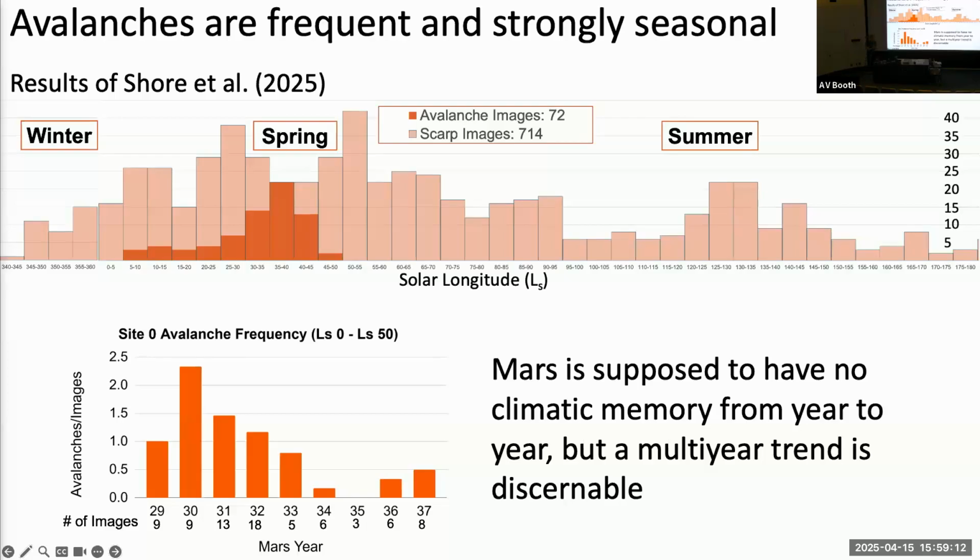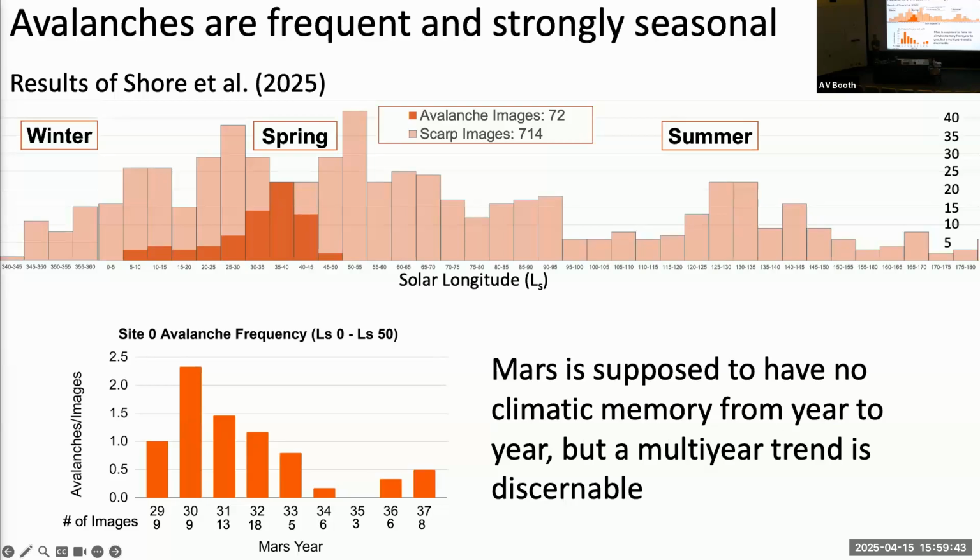The other interesting thing is that this avalanche activity varies a lot from year to year. So down on the bottom here, we have Mars years along the bottom now. And this time, instead of looking at all scarps, we're just looking at that special scarp that we've been showing all the pictures of, because we've got lots of data there. So we've got Mars year 29, the first Martian North Polar spring that we started on, and then up to Mars year 37.